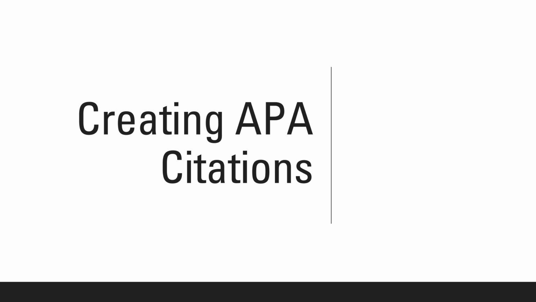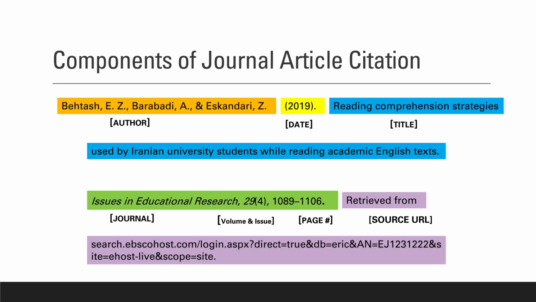Creating APA citations. This is an example of the components that are going to be in every APA citation for a journal article. Because this assignment requires only journal articles, this is the only citation example that we will use. As you can see, it has different components. The first thing that you're going to notice is the author's name. This example article has 3 different authors. The names of the authors are separated by commas. That is how we know that there are 3 of them.